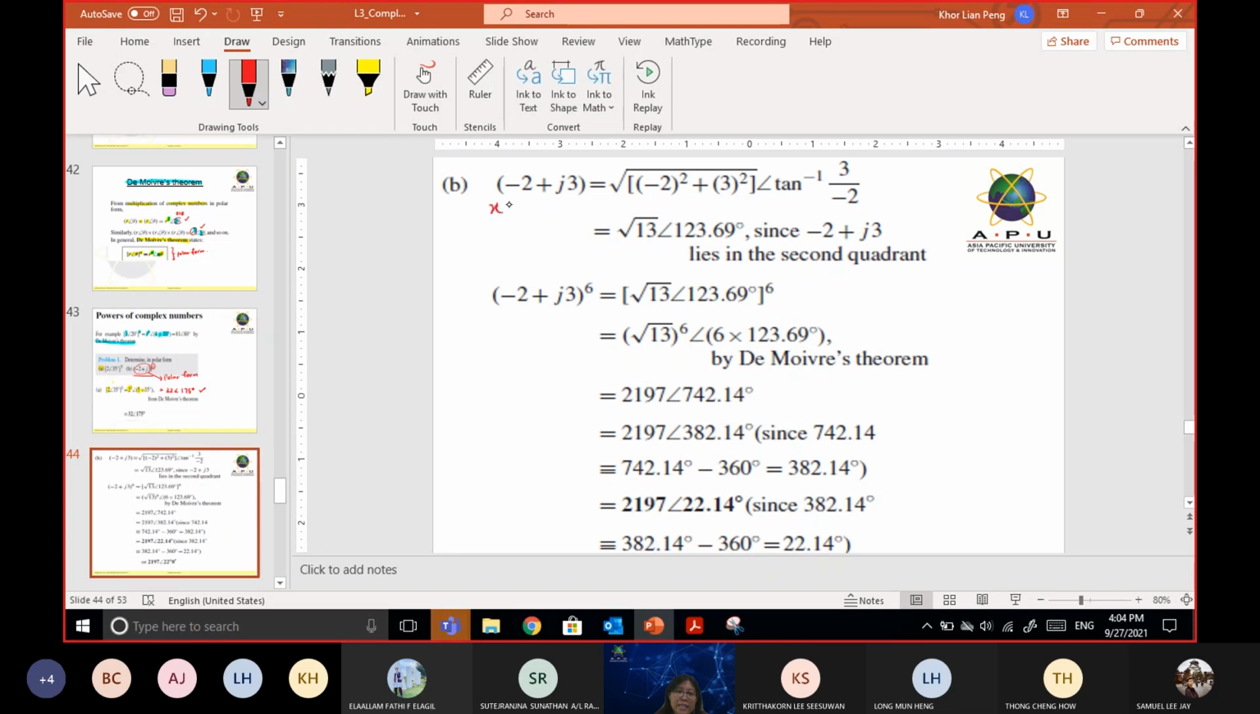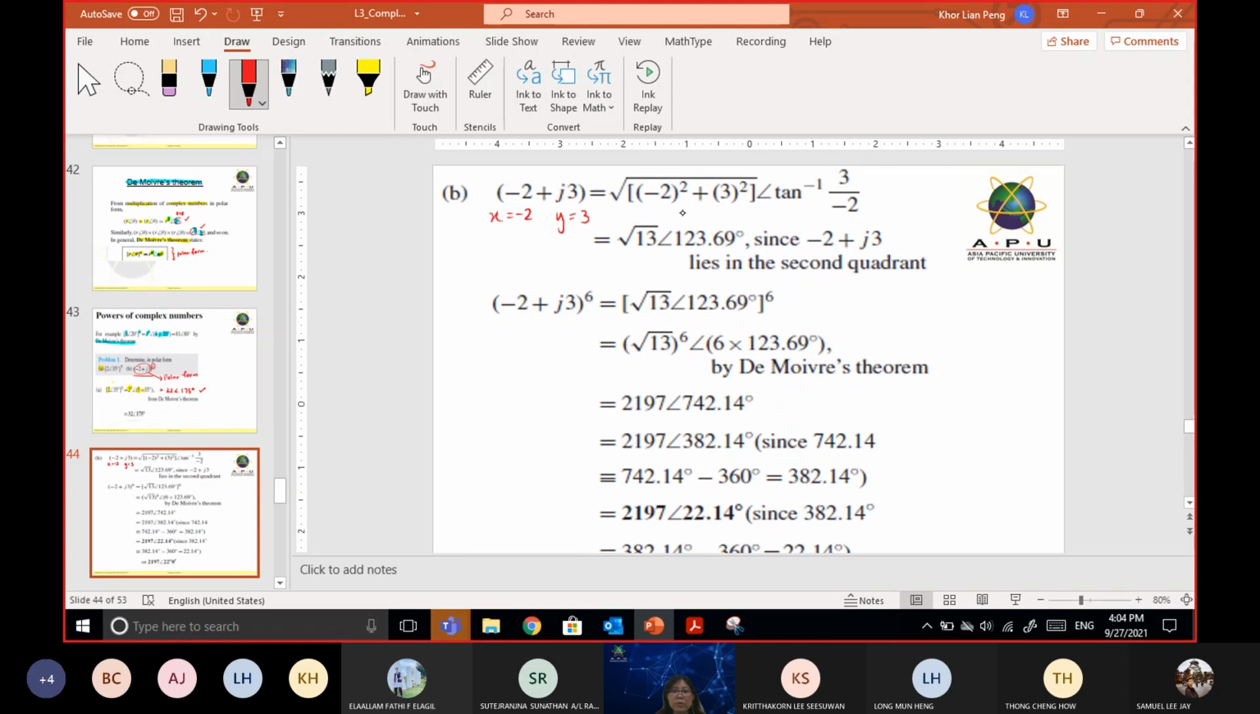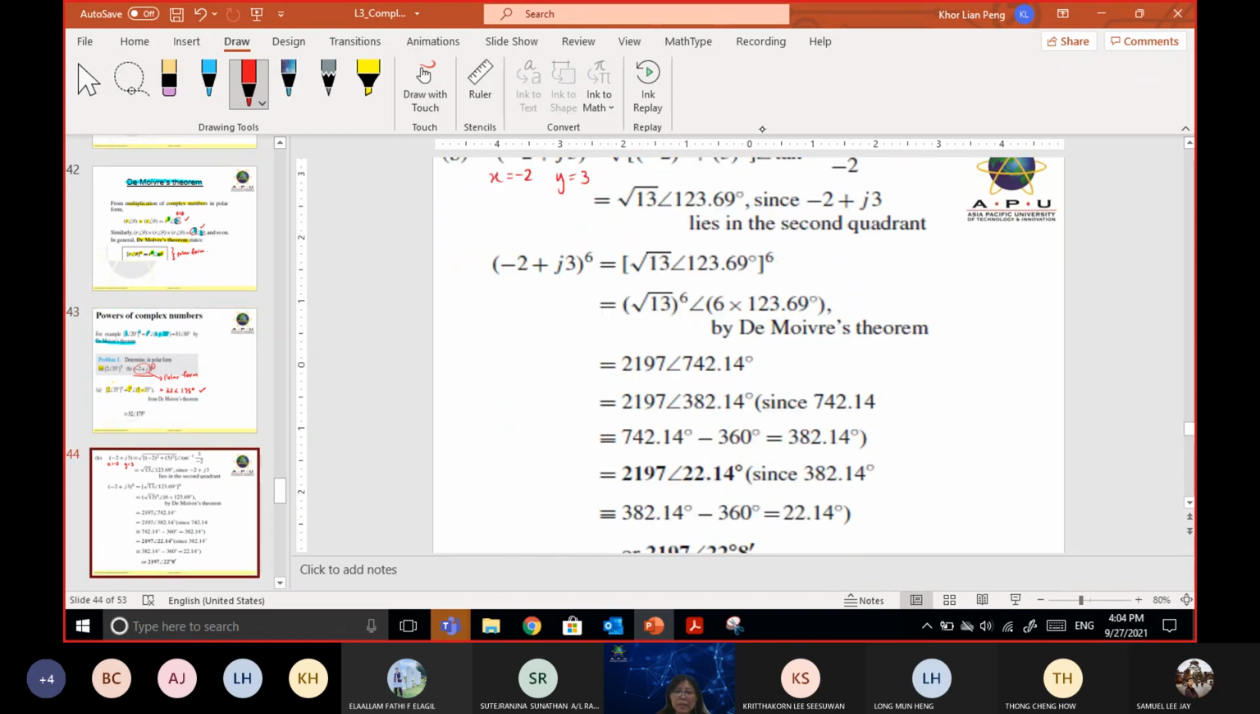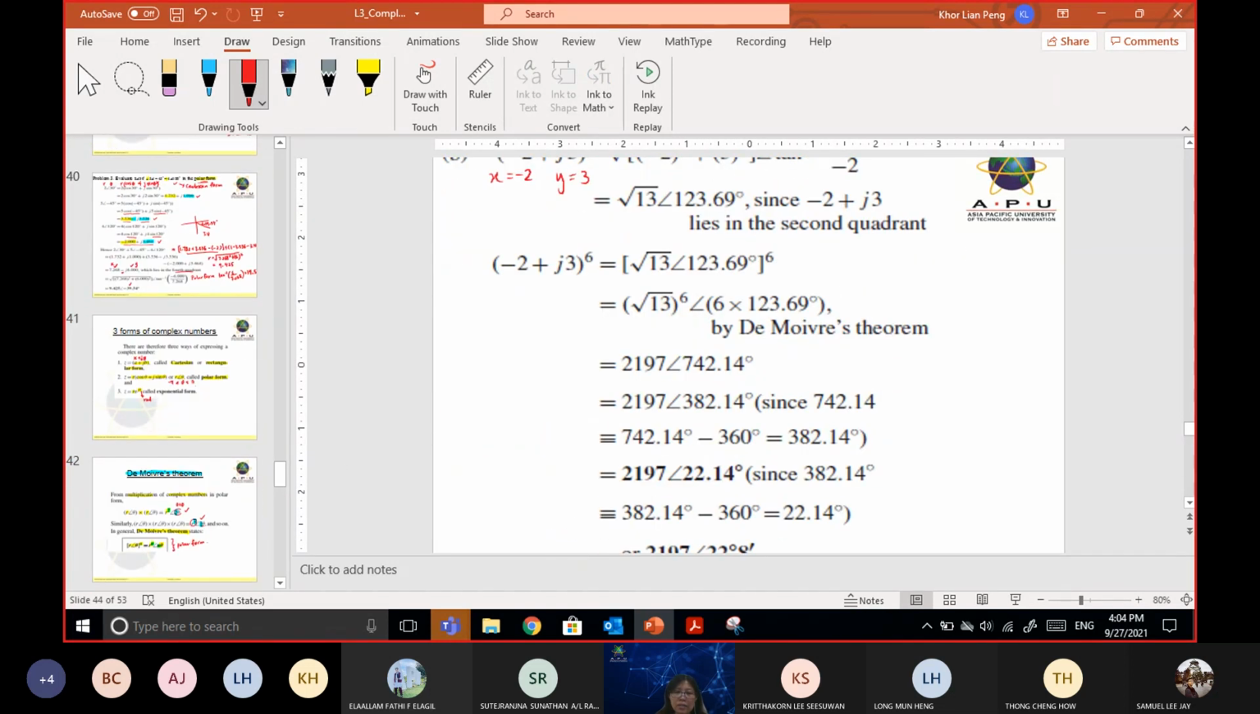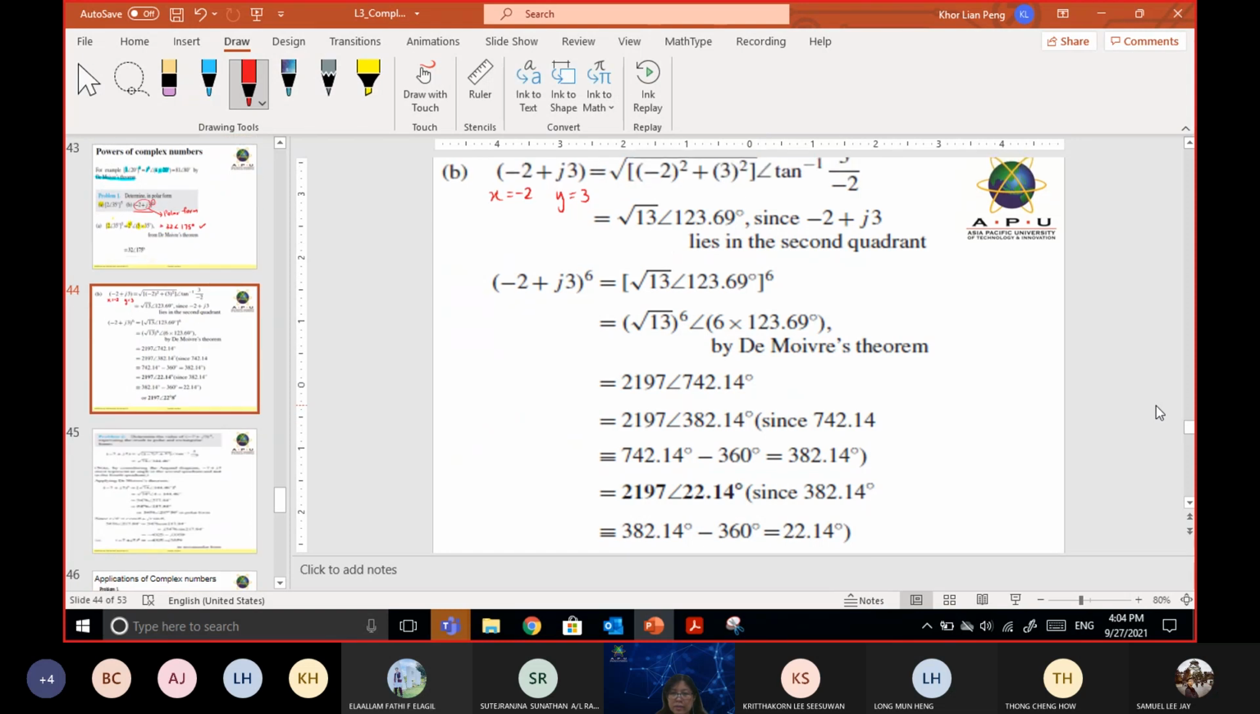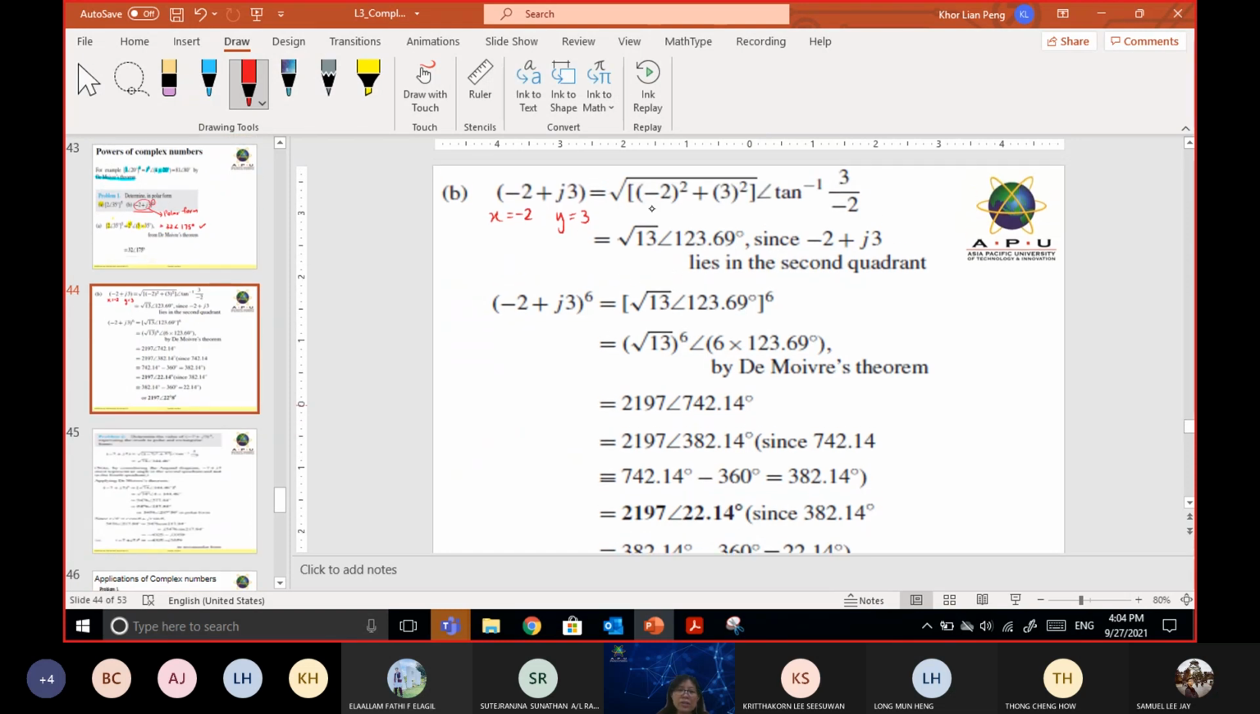By calculating the r, the x is -2, the y is 3. So here we calculate the square root of x squared plus y squared for the r. Then for the angle, we use the arctangent, which will be y over x.